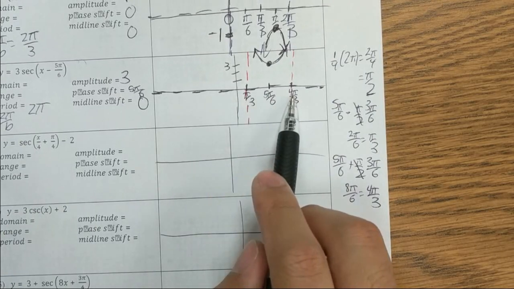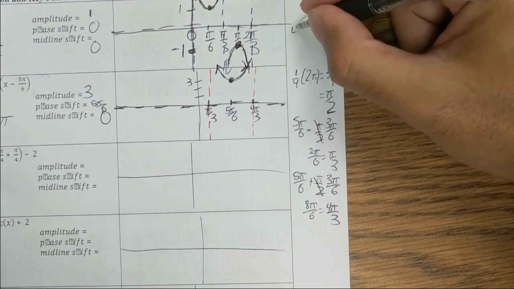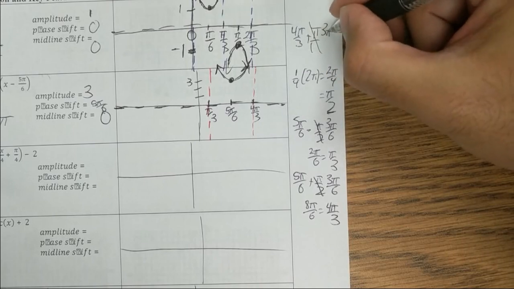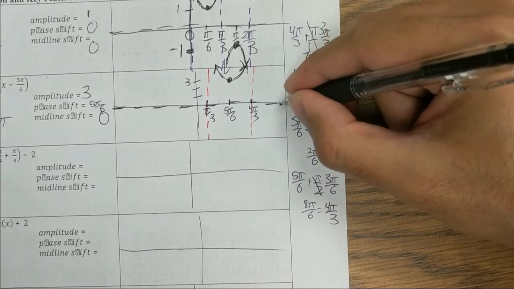Pi over 3 plus pi is 4 pi over 3. So if I add another pi to 4 pi over 3, I get the next vertical asymptote is at 7 pi over 3.